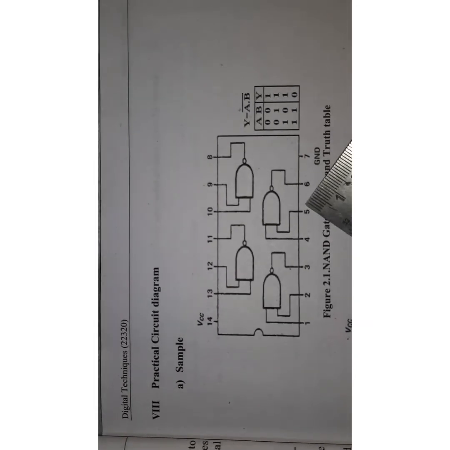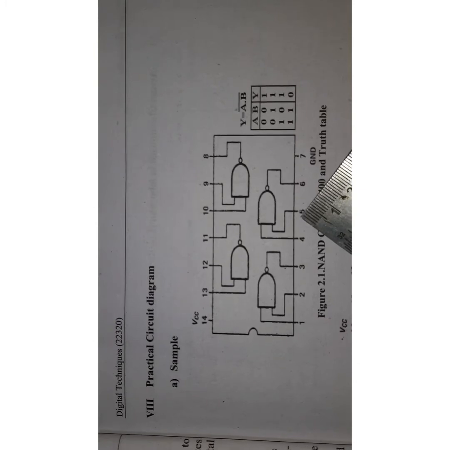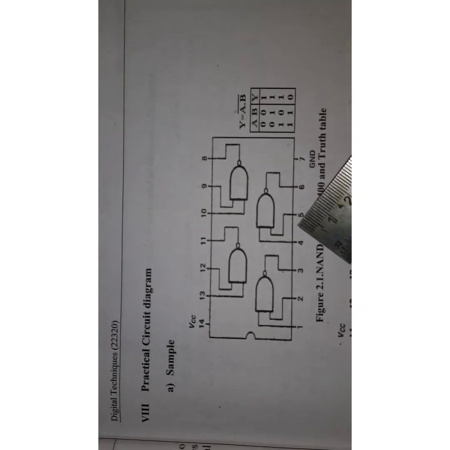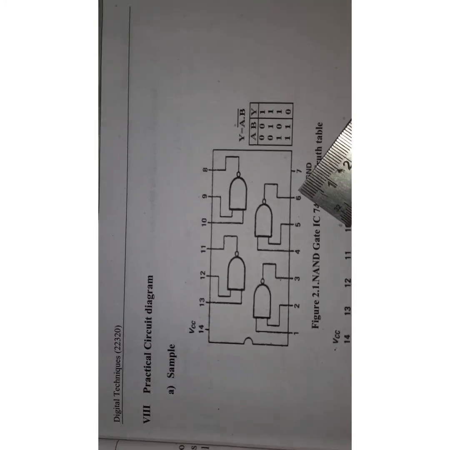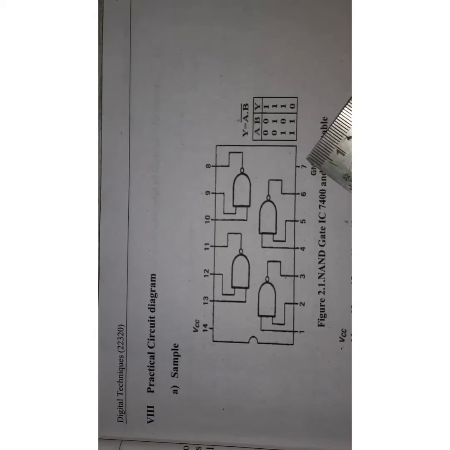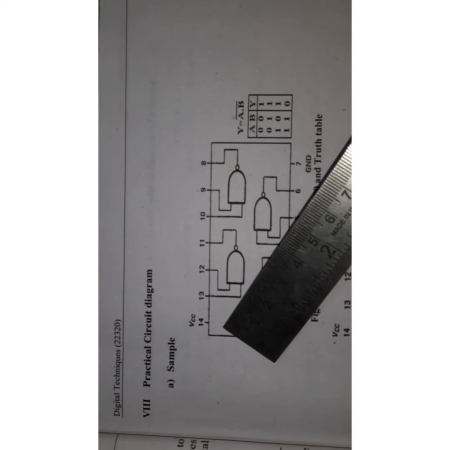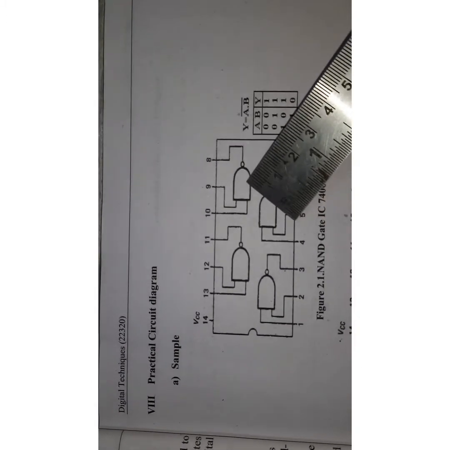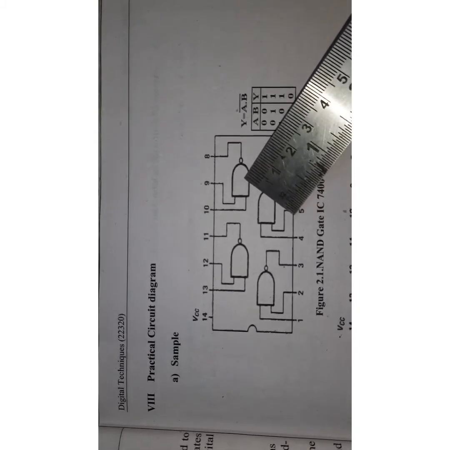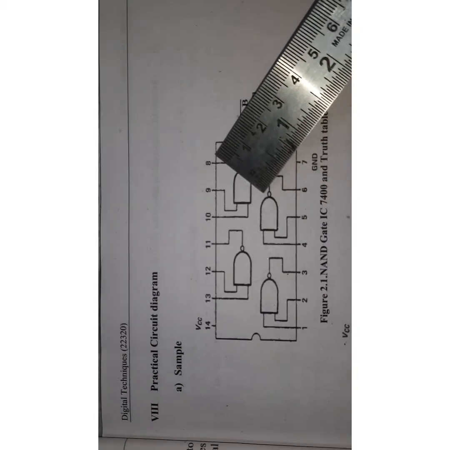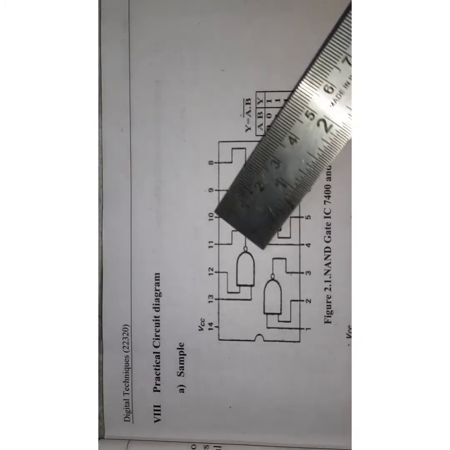The second NAND gate, pin number 4 and pin number 5 are the inputs of this NAND gate, and pin number 6 is the output of this NAND gate. This IC has pin number 7 as ground and pin number 14 as VCC. Here NAND gate 3, you can see pin number 8 is the output and 10 and 9 are the inputs of this NAND gate. The next one is also the same: 13 and 12 are the inputs of this NAND gate, and 11 is the output of this NAND gate.